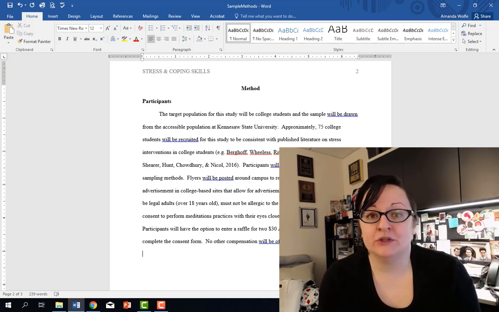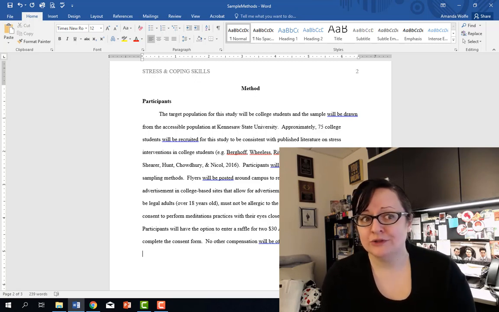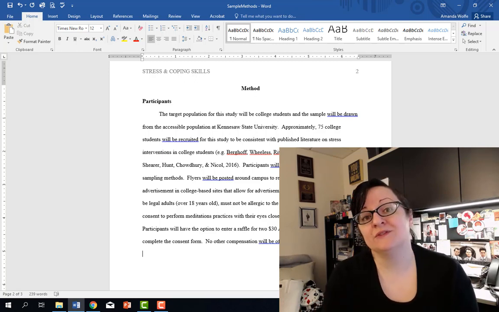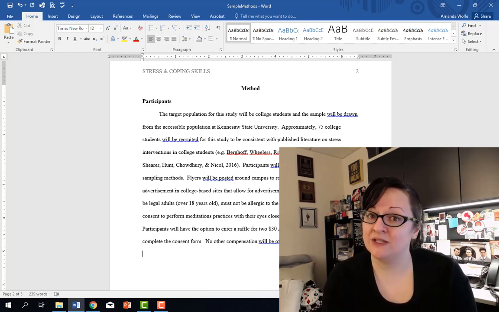You, a college student, do not have access to an entire list of everybody here that's at Kennesaw. So you can't randomly sample. You'll have to use something else. And again, what's most feasible for you as college students is convenience sampling.